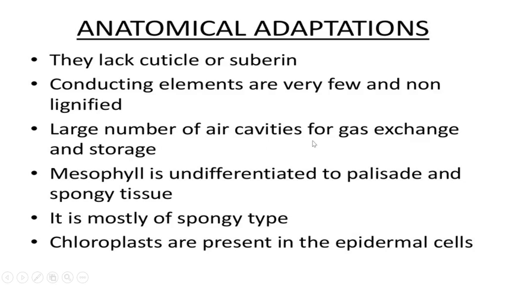A large number of air cavities for gas exchange and storage are present in the body. Mesophyll is differentiated into palisade and spongy tissue. It is mostly spongy tissue. In some plants, palisade tissue is absent. Chloroplasts are present in the epidermal cells.